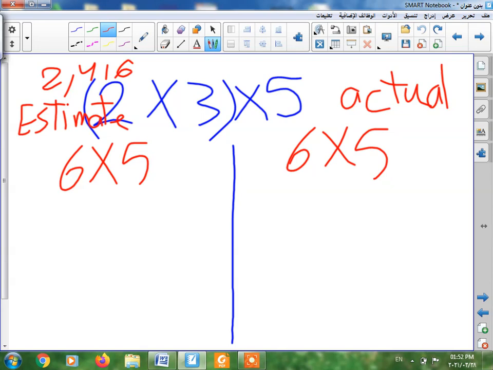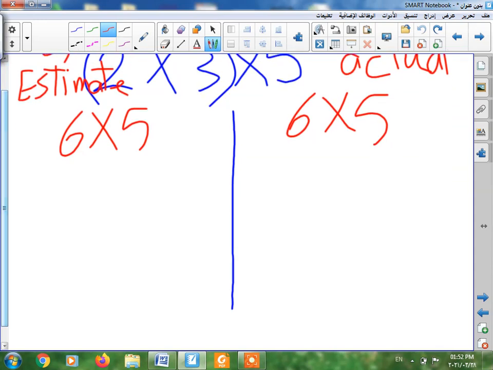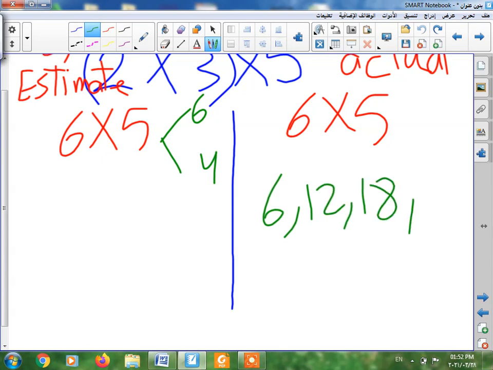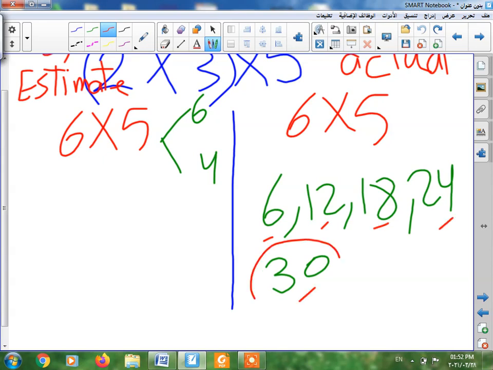To find the estimation of 6 times 5, we must find the after and before of the repeated number. After 5 is 6, before 5 is 4. What's the actual in the first? 6 times 5. We repeat or skip 6 five times: 6, 12, 18, 24, 30. 6 five times: 1, 2, 3, 4, 5. Then the product equals 30.